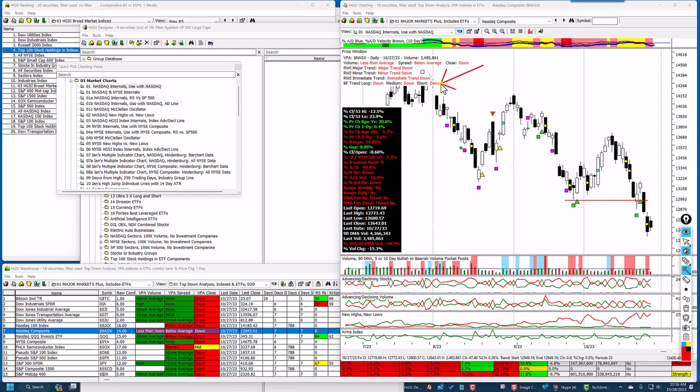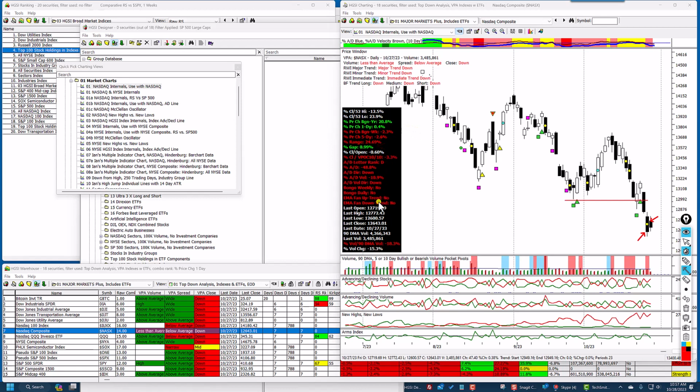Let's look at some more things here. You can see the trends are all down. Closes down, volume's less than average, like I mentioned. Spread is below average when compared to the other spreads. The gap was 0.99 up. It gapped open to here compared to that.